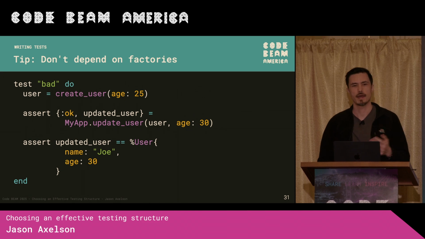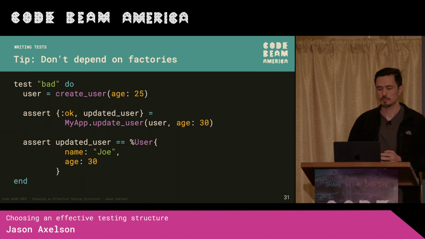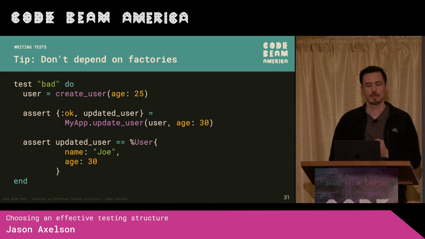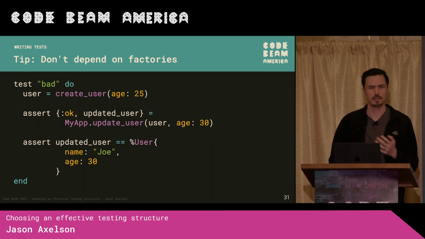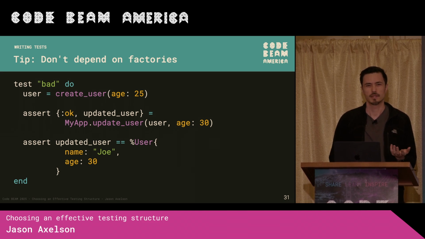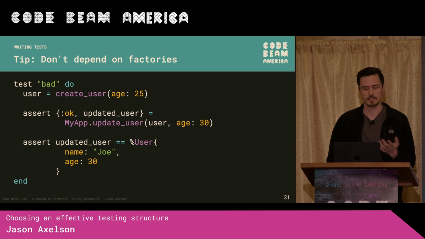So here's an example of a bad test. You are creating a user, and you're providing the age as 25, and then you're updating it to age 30, and then in your assertion, suddenly you're asserting that the name is Joe. Where did that come from? It came from the factory, which means if you change the default name of the factory, this test will break. So this test should not rely on that.